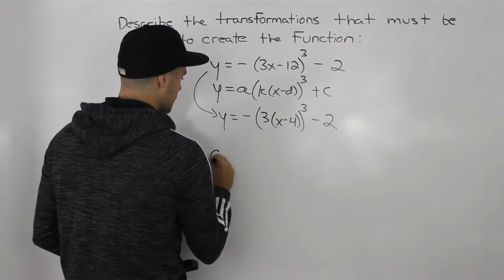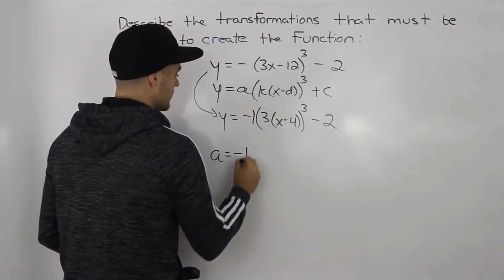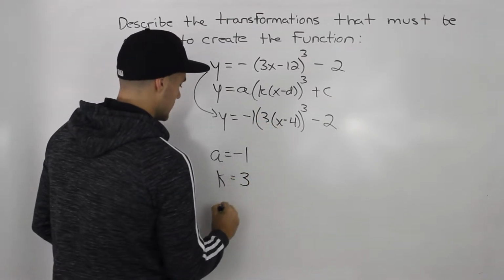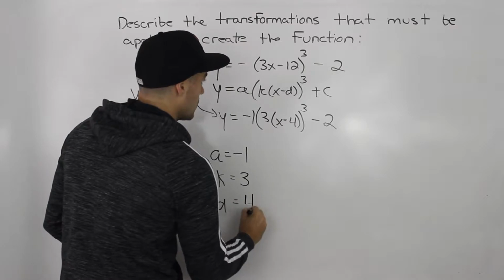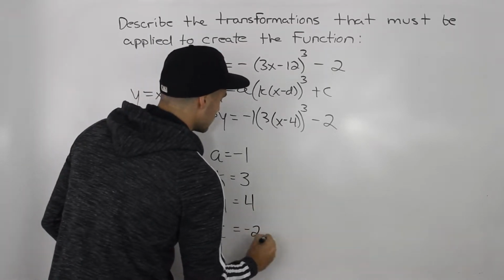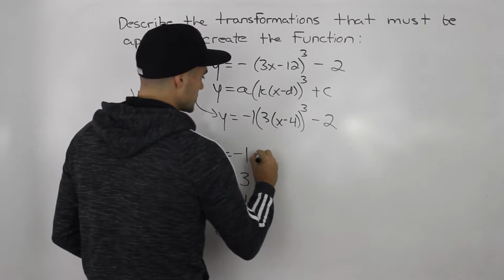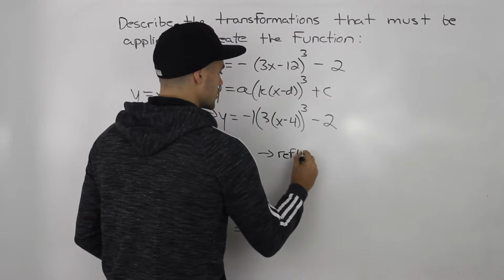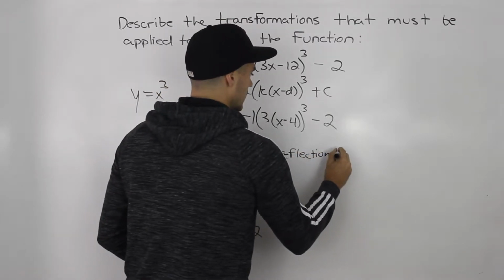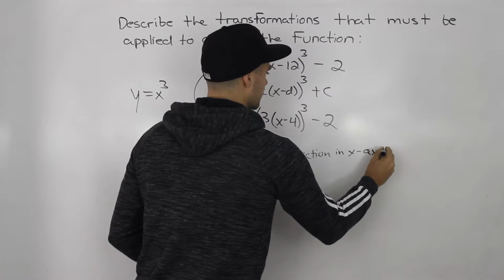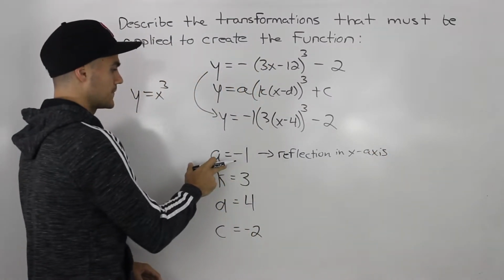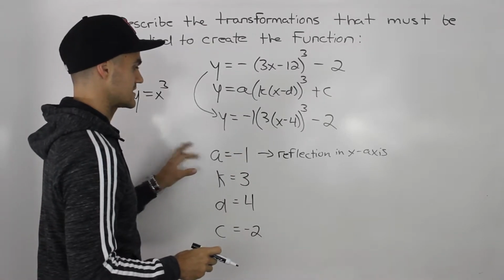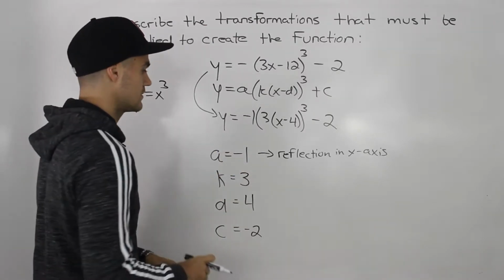So the a value is what? It's negative 1. The k value is 3. The d value is 4. And then the c value is negative 2. So what are the transformations here? An a value of negative 1 means that there is a reflection in the x-axis. There's no vertical stretch or compression going on, right? Because of this 1, it just stays as is, but because it's negative, there's a reflection in the x-axis.